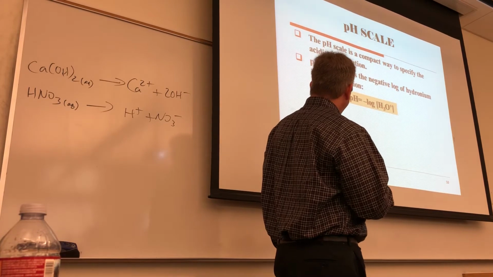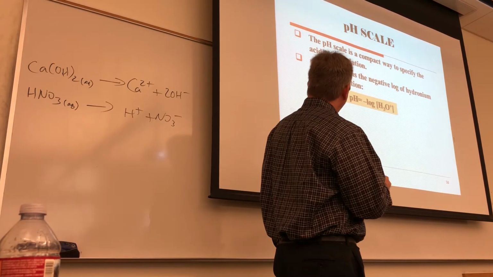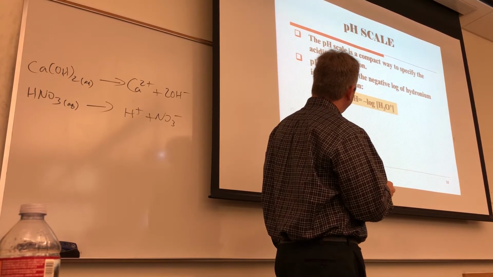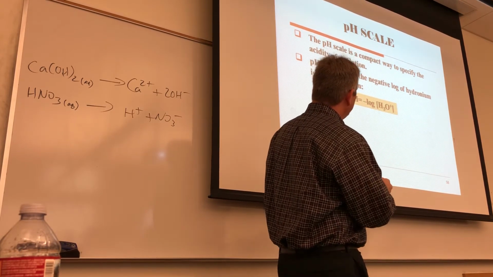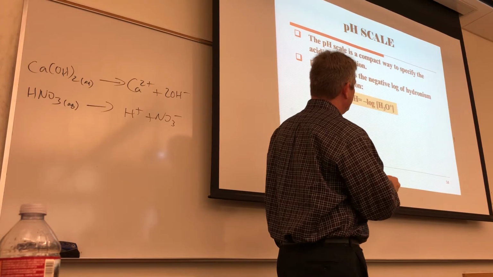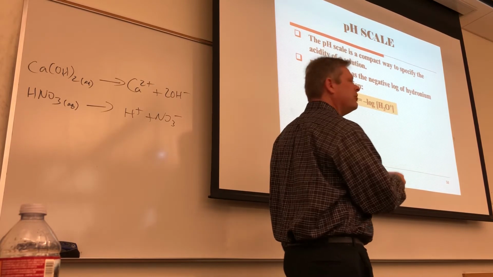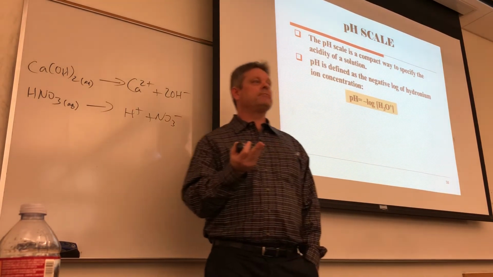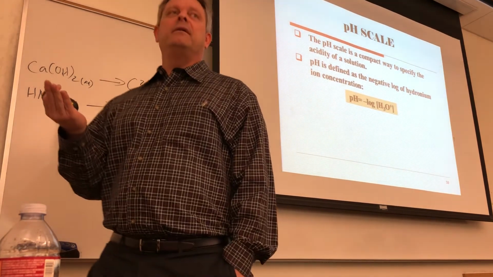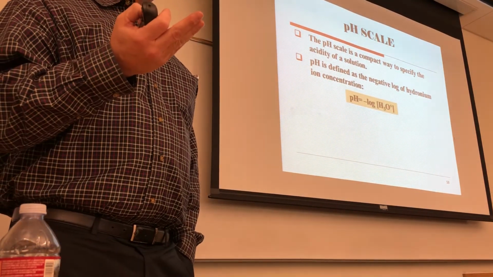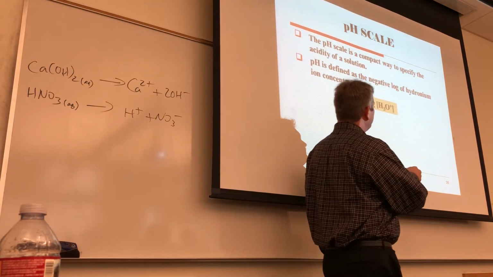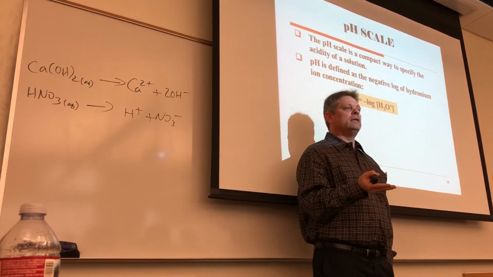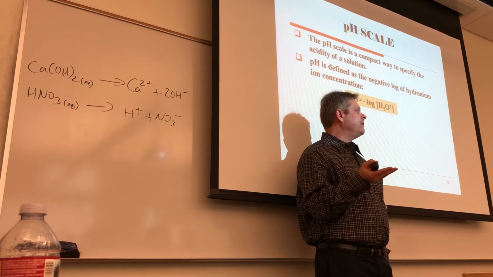So the pH scale is just the logarithm to the base 10. So I say the pH of something is equal to the negative log to the base 10 of the concentration of the hydronium ion. That's what the pH is. And if I wanted the pOH, then it would be the same thing, except it would be the concentration of the hydroxide ion. That'd be the pOH scale.